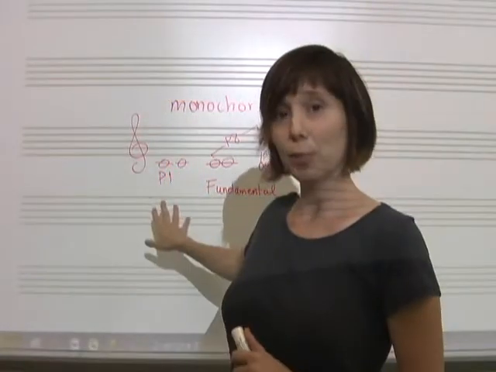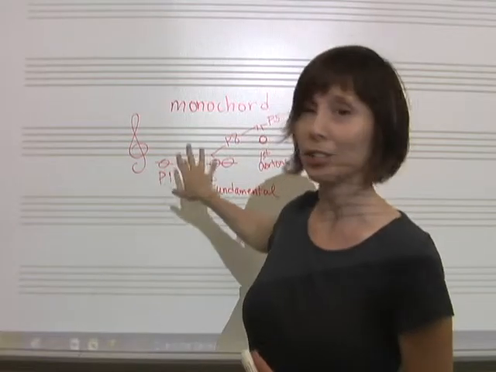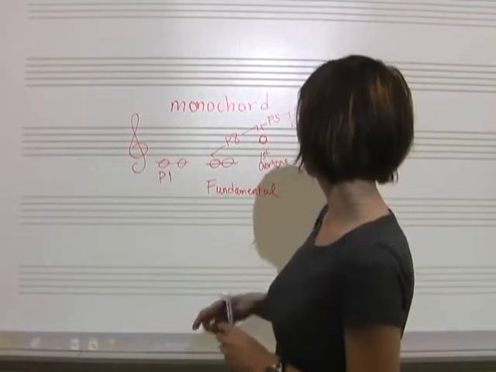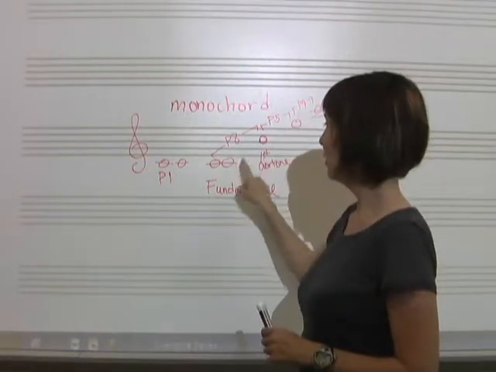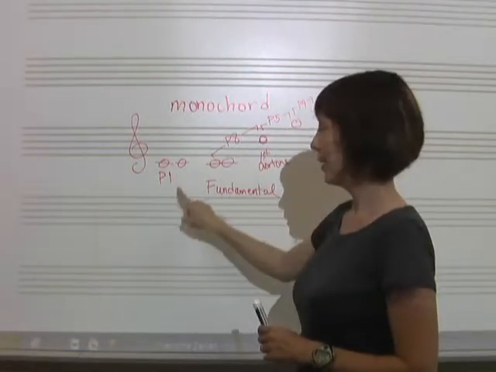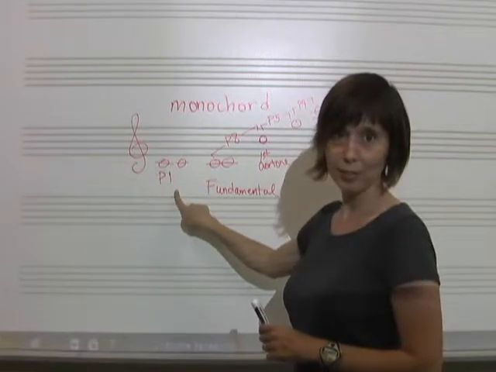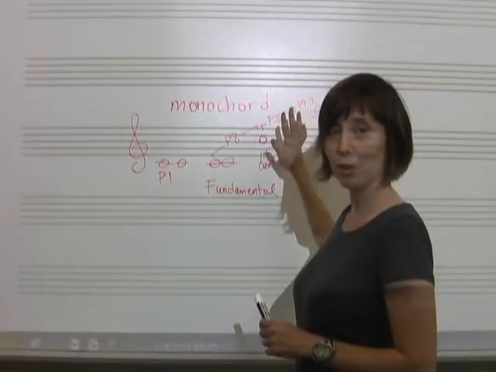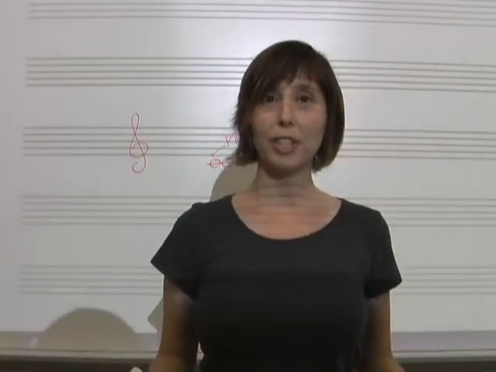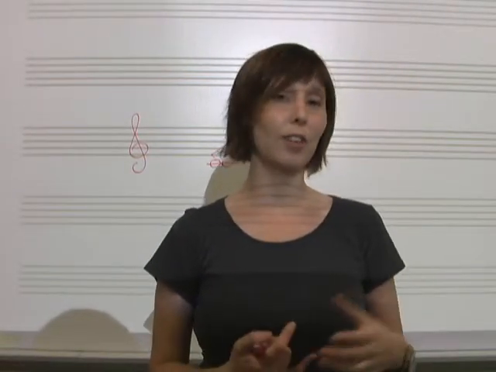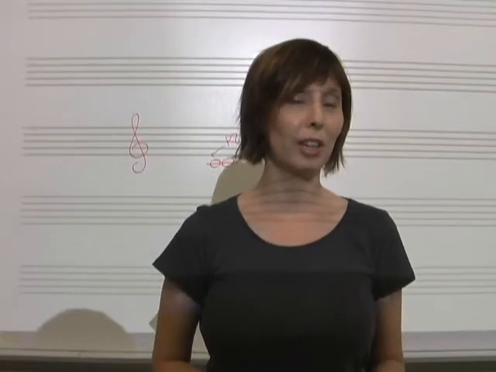So the perfect intervals are actually just the ones I've listed here. Fourths, fifths, octaves, and unisons. Those are the only perfect intervals that you will find. So you may be wondering, why do we call these a fifth, or a fourth, or an octave?